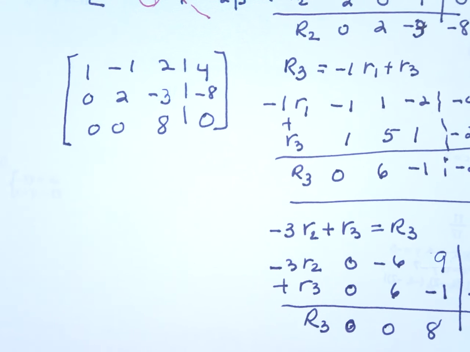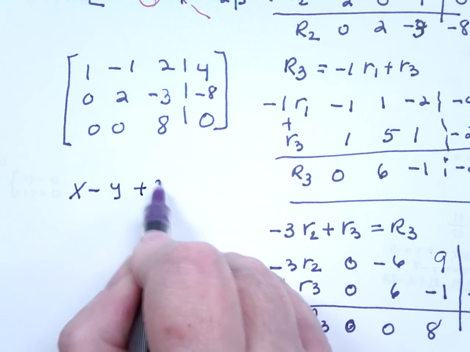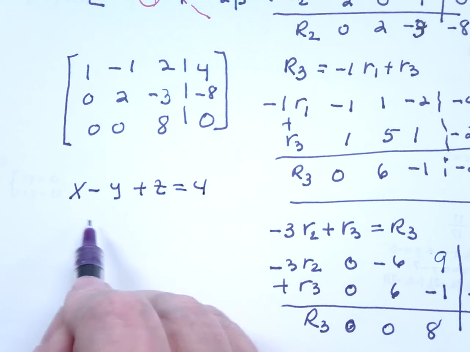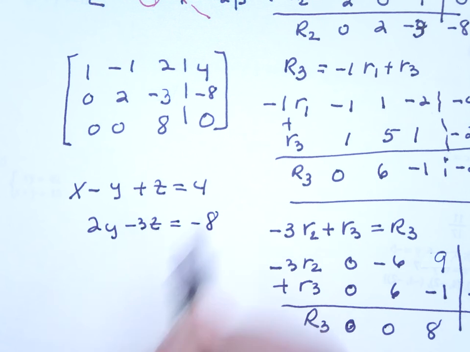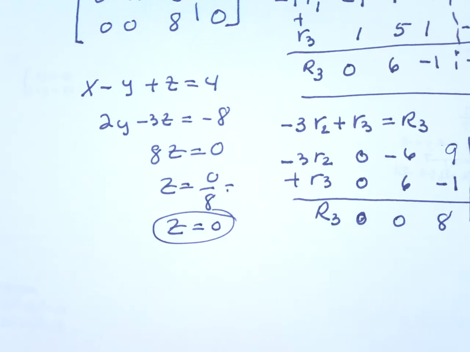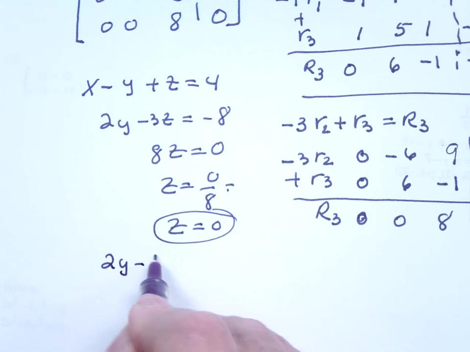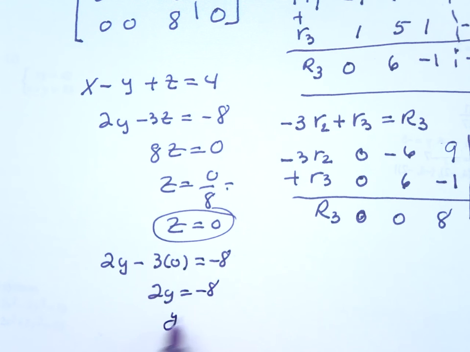So now I'm going to work backwards. This says that x minus y plus z equals 4. 2y minus 3z equals negative 8. 8z equals 0. That means that z is 0 divided by 8, or z is 0. So 2y minus 3 times z equals negative 8. 2y equals negative 8, or y is negative 4.